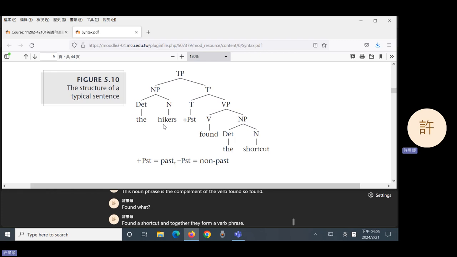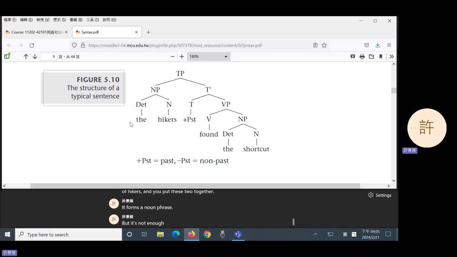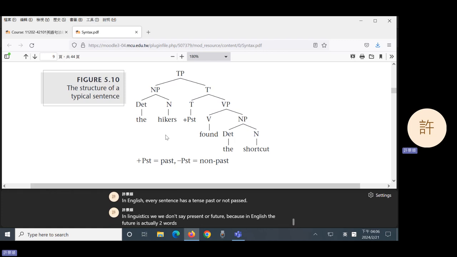A similar logic is on the left. Hikers is the head. The limits the kind of hikers. And you put these two together, it forms a noun phrase. But it's not enough to just have a noun phrase and a verb phrase to form an English sentence. In English, every sentence has a tense, past or not past. In linguistics, we don't say present or future because in English, the future is actually two words, will plus verb. So if you only look at single verbs, you have either it is past or it is not past. The word found is past, so you have to add that idea here somewhere.